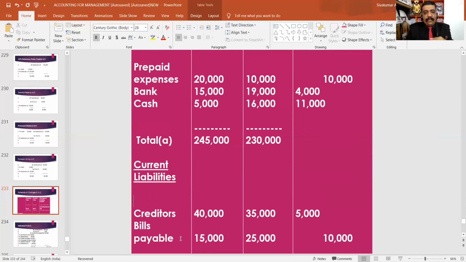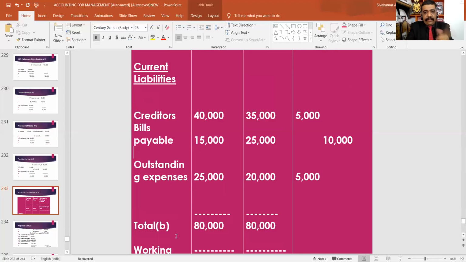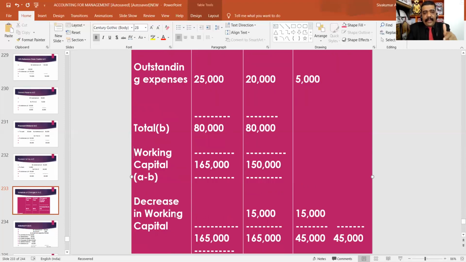Okay. Then bills payable 15,000, 25,000, to be shown as a decrease here, 10,000. Then outstanding expenses 25,000, 20,000, then increase 5,000. Please total it. Then you will get 80,000, 80,000. Then please find out working capital, A minus B: 1,65,000, 1,50,000. That means there is a decrease in working capital from 1,65,000 to 1,50,000, that is 15,000. Then please balance the schedule of changes in working capital as given in the PPT.